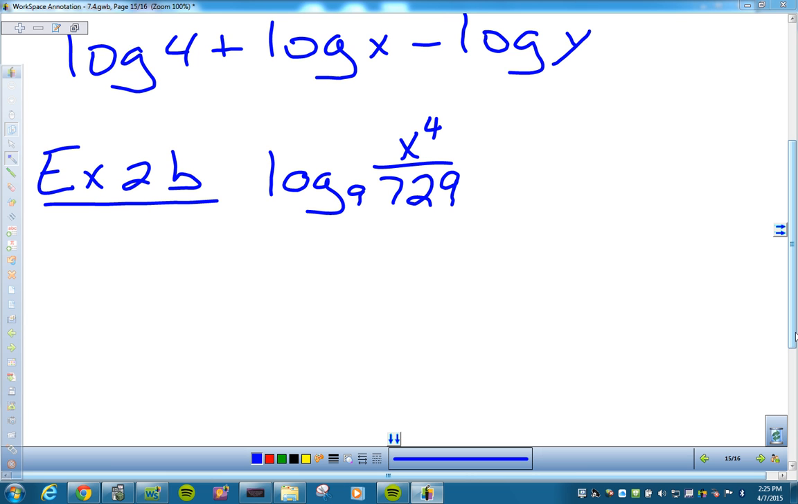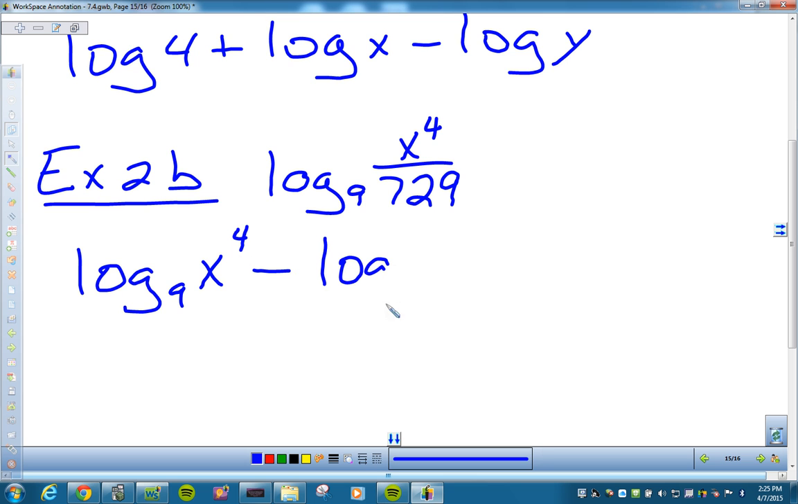Yeah, it's perfect. Okay. So we're going to have in this problem, what properties are we going to use? Quotient. And what else? Power. Right? Because we have an exponent, so we're going to use the power as well. So we'll just rewrite this beginning part, so log base 9 of x to the 4th power minus log base 9 of 729.